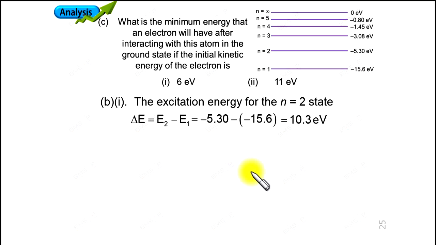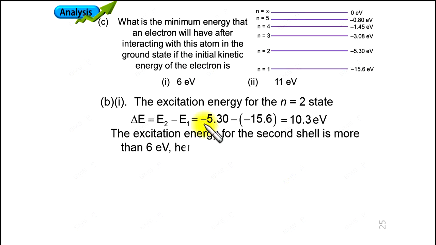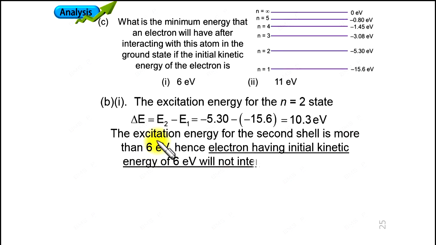And here you can observe this electron is having initial energy equal to 6 electron volt, which is less than the energy for excitation from n equal to 1 to n equal to 2. That means the excitation energy for the second shell is more than 6 electron volt. That means the electron having kinetic energy equal to 6 electron volt is not going to interact with the atom. That means the energy of the electron will remain the same as previous, because it is not going to interact with the atom. Okay.